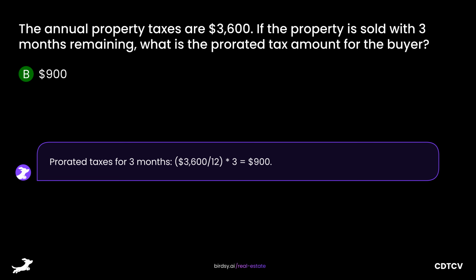To calculate the prorated taxes for 3 months, divide $3,600 by 12 months, which equals $300 per month. Multiply $300 by 3 months, which equals $900.